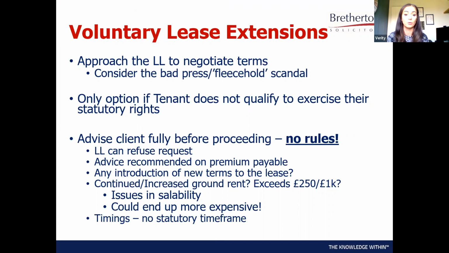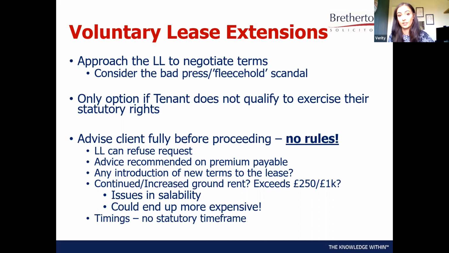Obviously, there are no rules should a leaseholder proceed down this route, meaning the landlord can offer whatever terms they want and it's not governed by any authoritative act. Also consider the bad press and the fleecehold scandal. There are obviously key things that you want to be avoiding for your clients, such as onerous ground rents, terms in the lease that are unfavourable for your client, bits and bobs like that.